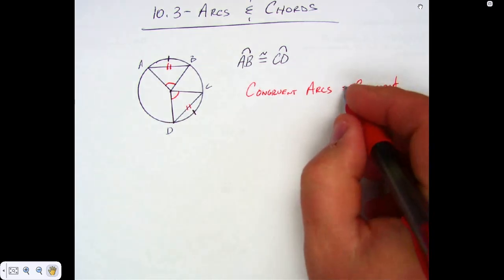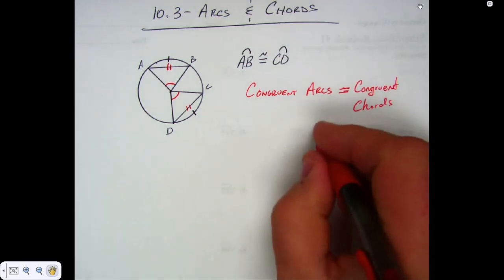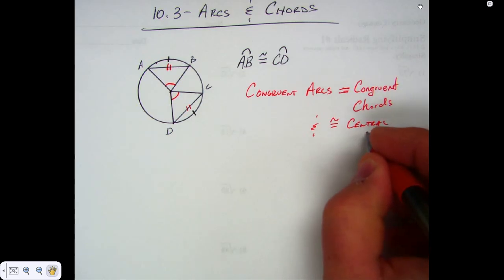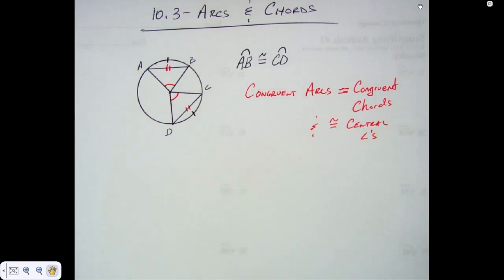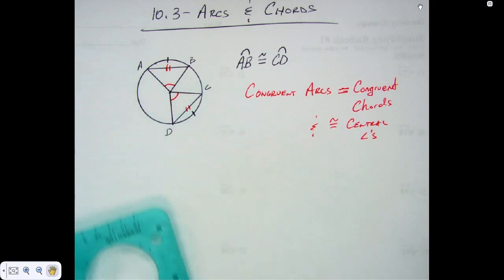Congruent arcs equal what? Congruent chords. And congruent central angles. Because they're all related to each other, are they not? I think that's something that's pretty easy to remember. Next one. This is one of those ones that will seem different.